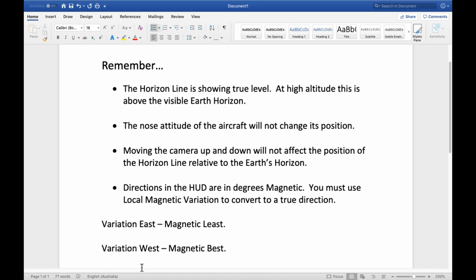So I've made a few notes here just to summarize the points that we will cover. Firstly, remember the horizon line is showing true level. At high altitude, this is above the visible Earth horizon. Let's go to the aircraft flight manual and see what it says about that.